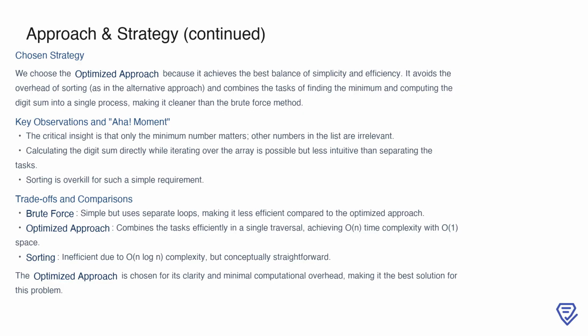The key insight here is that only the smallest number in the array affects the result, so all other elements can be ignored. By iterating through the array once, we can identify the minimum value and compute its digit sum simultaneously, achieving O(n) time complexity with O(1) space. While it is technically possible to calculate the digit sum directly during the traversal, separating the two steps makes the solution more intuitive and easier to understand.